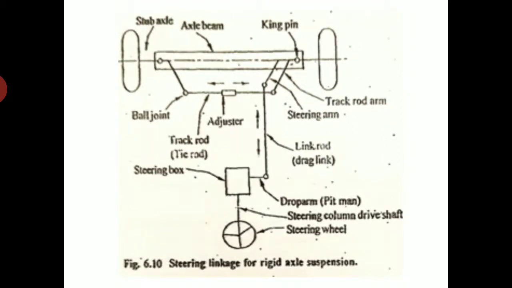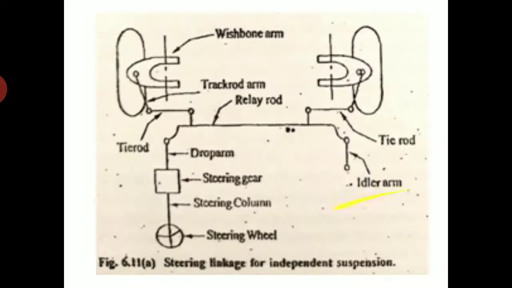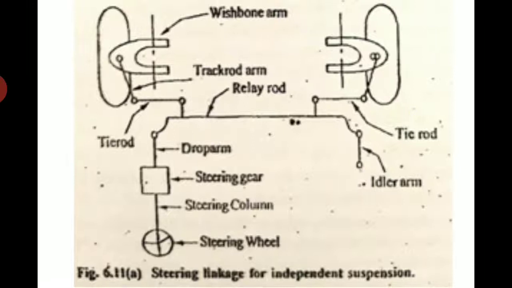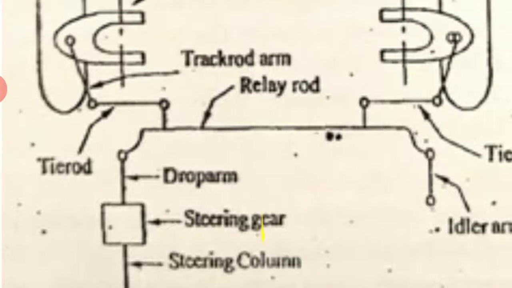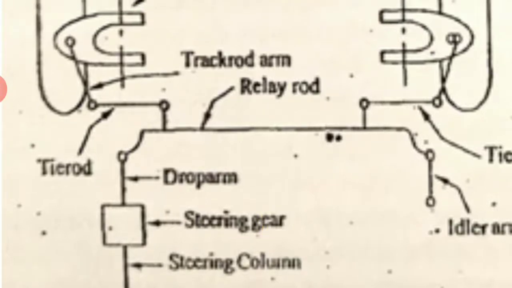This is what is called rigid axle suspension. Rigid axle in the sense that the whole beam tries to rotate and move forward. Then there is one more suspension you can see here: linkages, steering wheel, steering column, steering gearbox, drop arm or pitman arm. Then independently it is connected. There is only one axle beam in the rigid type, and two tires are connected to that beam, but here they are independently connected.